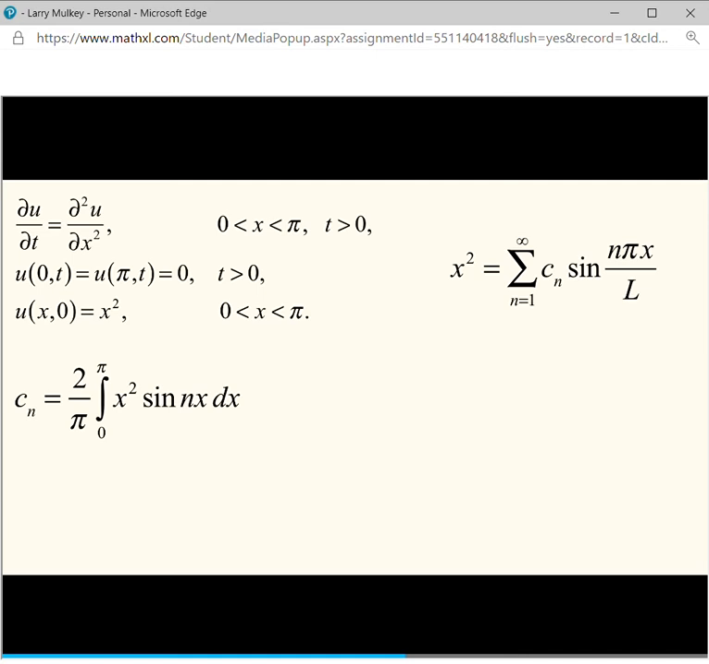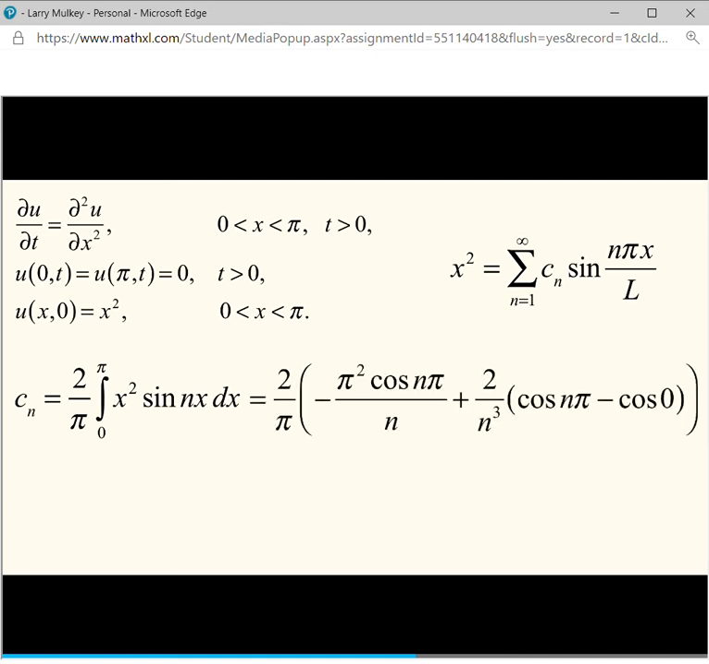Integrating and evaluating, we get that it equals 2 over pi times the quantity negative the quotient of pi squared cosine n pi and n, plus 2 over n cubed times the quantity cosine n pi minus cosine 0. Simplifying, we get that it equals negative the quotient of pi squared times negative 1 to the n and n, plus the quotient of 2 times the quantity negative 1 to the n minus 1 and n cubed.